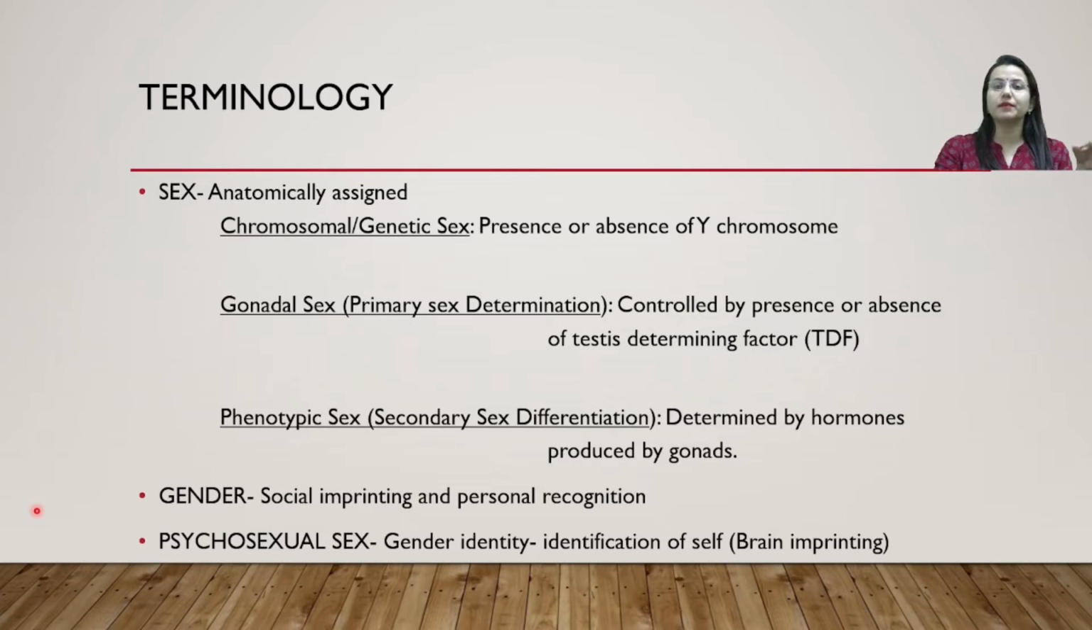Then there is gender. Gender is a social imprinting or personal recognition in the society, whether the child is a girl or a boy. Then there is psychosexual sex, which is gender identity, how one identifies oneself, what kind of brain imprinting that person has. A girl recognizing herself as a girl, a boy recognizing himself as a boy, and it can also be otherwise. So this is what psychosexual sex is at the individual level.